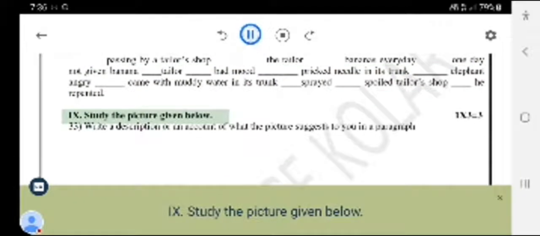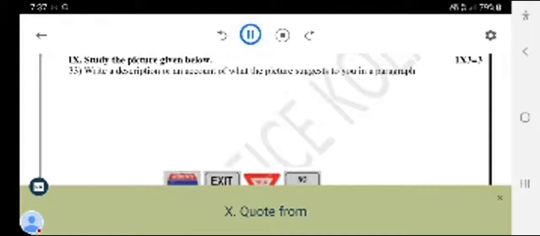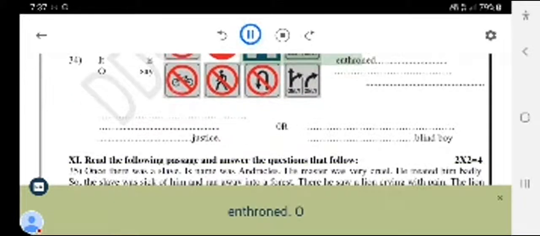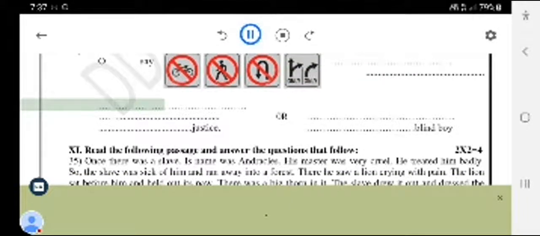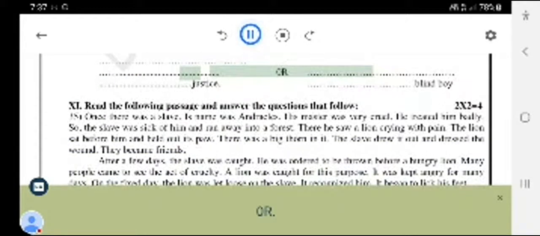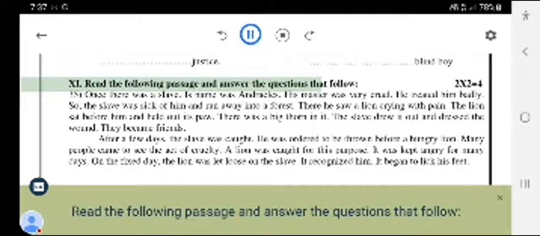IX. Study the picture given below. 1x3 equals 3. 33. Write a description or an account of what the picture suggests to you in a paragraph. X. Quote from memory. 1x4 equals 4. 34. It is enthroned. Oh. Say. Or, Justice. Blind Boy. 11. Read the following passage and answer the questions that follow.